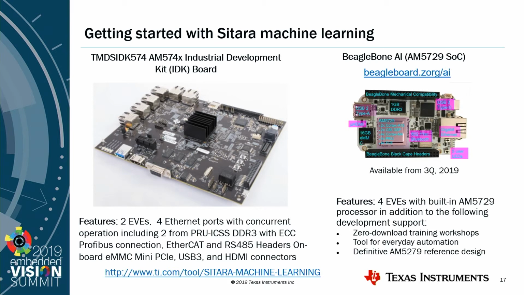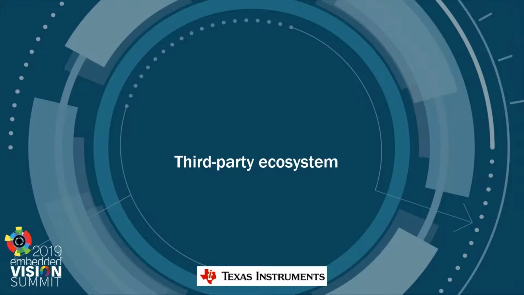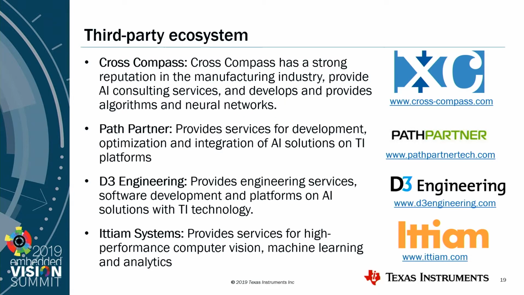For the software and the documentation requirements and all other things, you can download them once you visit the Sitara machine learning page. For our third-party ecosystem, we have partnered with CrossCompass, PathPartner, D3 Engineering, and ATM Systems. They can help you develop network models and deploy on our platform, including doing the performance optimization specifically for the EVE subsystem.